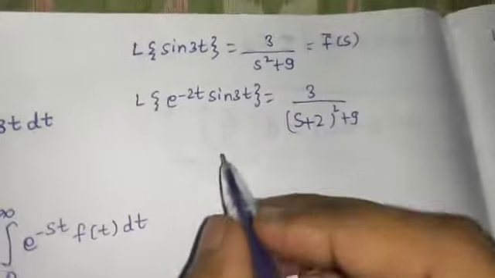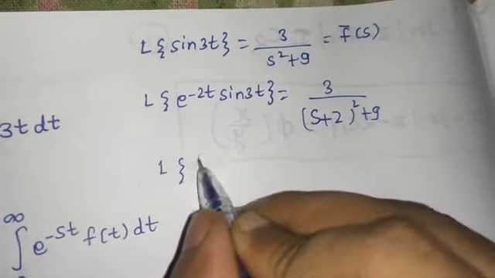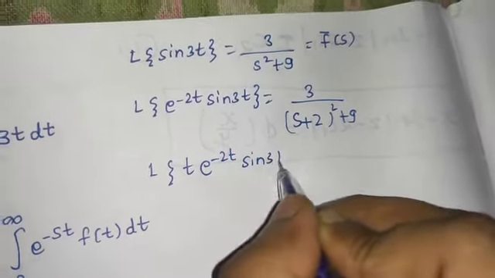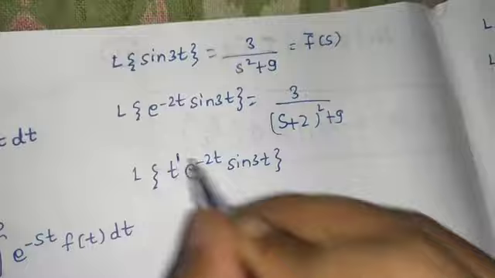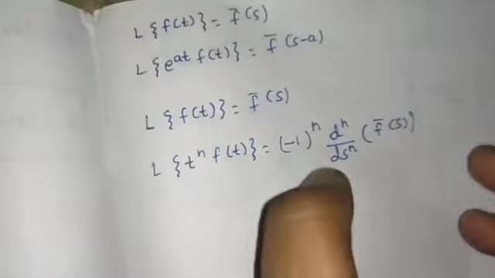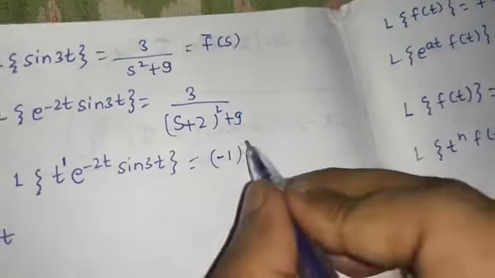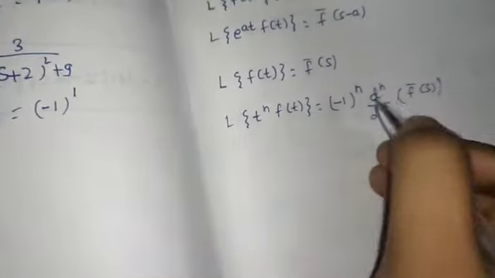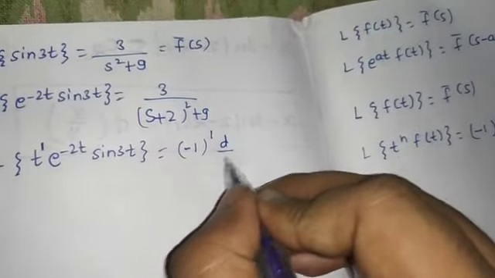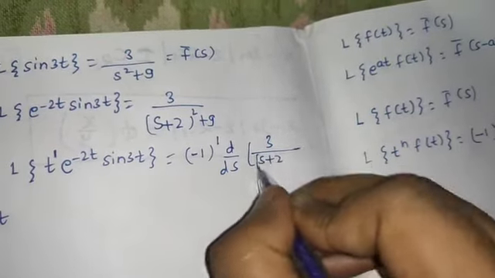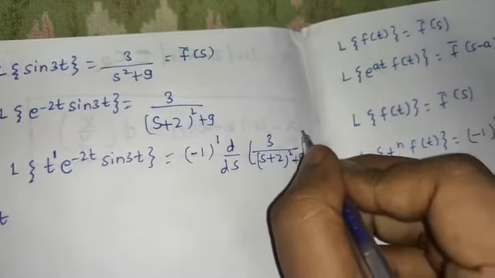Let's use this. So Laplace of t e^(-2t) sin 3t will be equal to, I can write this t as t to the power 1 also. If you are multiplying by t, you have to take the nth derivative. So minus 1 to the power n, here it is 1, then take the first derivative because n is 1, so d by ds simply of 3 divided by (s plus 2) whole square plus 9.